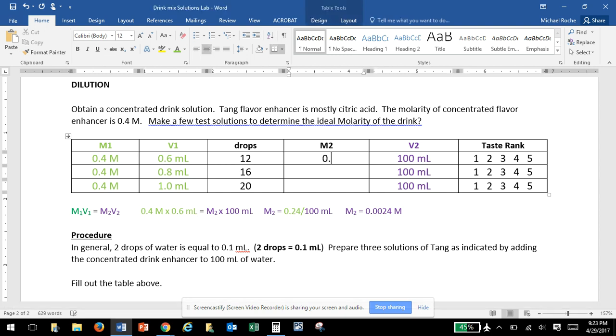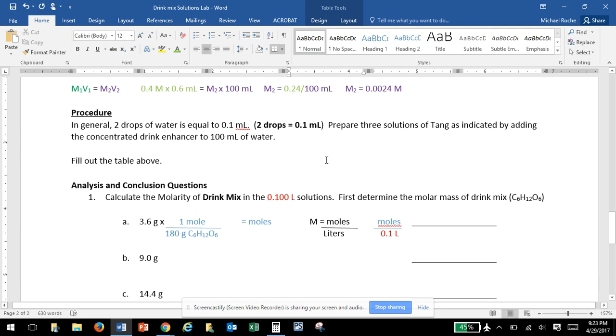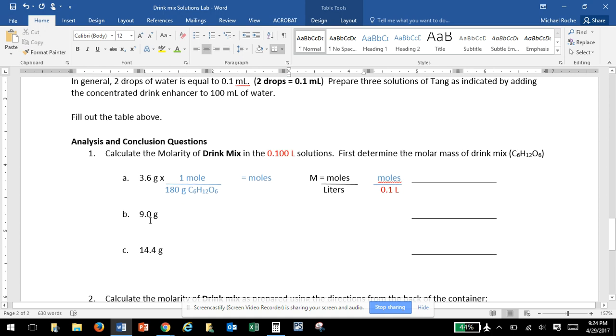So notice that that's a very small number. Now, down here, you are supposed to figure out the concentrations of each of the lemonades you made, and we assume that all the lemonade is sugar. So to go from grams, molarity is moles over liters. So we want moles over liters for each of these. We're given grams in each case.